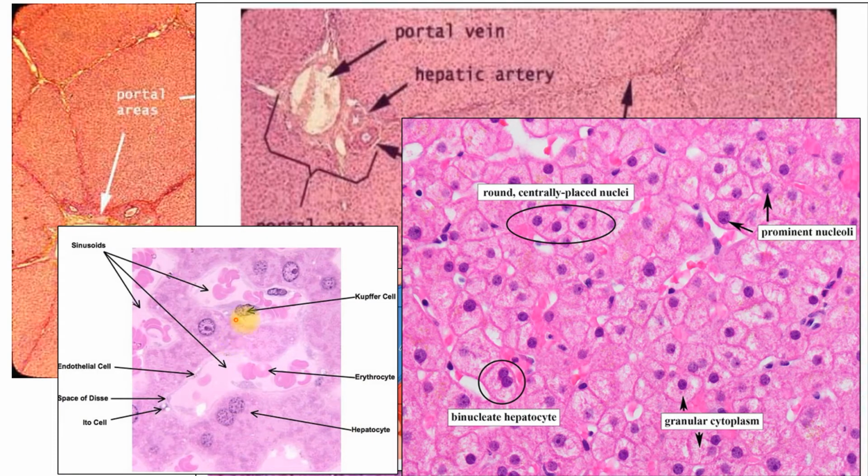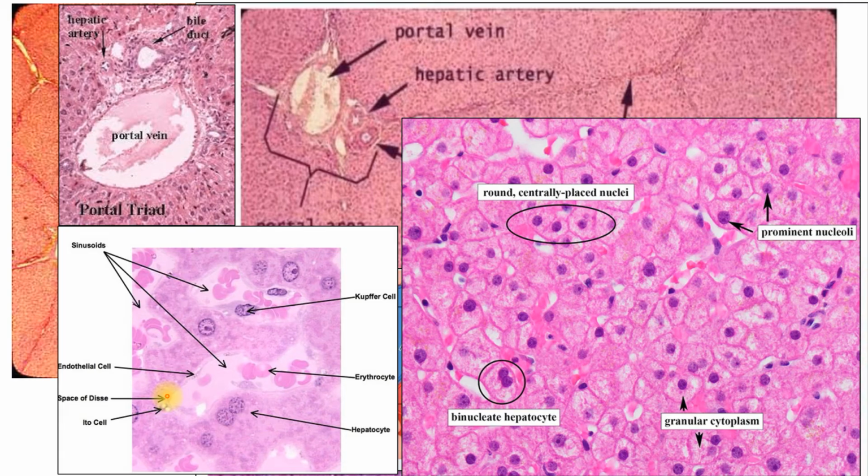Again, you have your Kupffer cells lining the blood sinusoids. And aside from the blood sinusoids, we also have this structure which we call the space of Disse, which is basically a very thin space in between your hepatic cords and the hepatic sinusoids. But most of the time, this space is not easily seen or is already artifactually removed from the sections. Okay? Again, this is the portal triad.